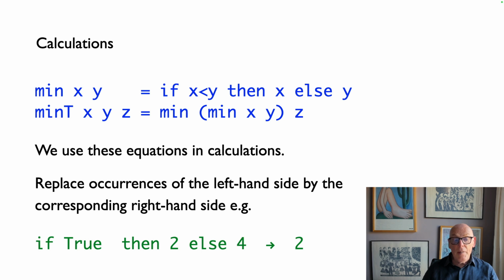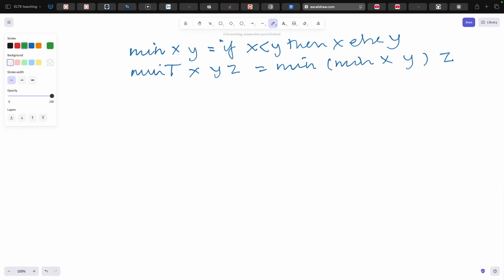And in a similar way, unpacking the definition of if then else, if we see an occurrence of if true, then 2, else 4, that gets replaced by 2. And if we see an occurrence of if false, then 2, else 4, that gets replaced by 4. Now let's see how this all works out in practice. Okay, you can see here I've written the definitions of min x y and min t x y z just to remind us. Now let's work through an example. Let's look at min t of 2, 4 and 1.